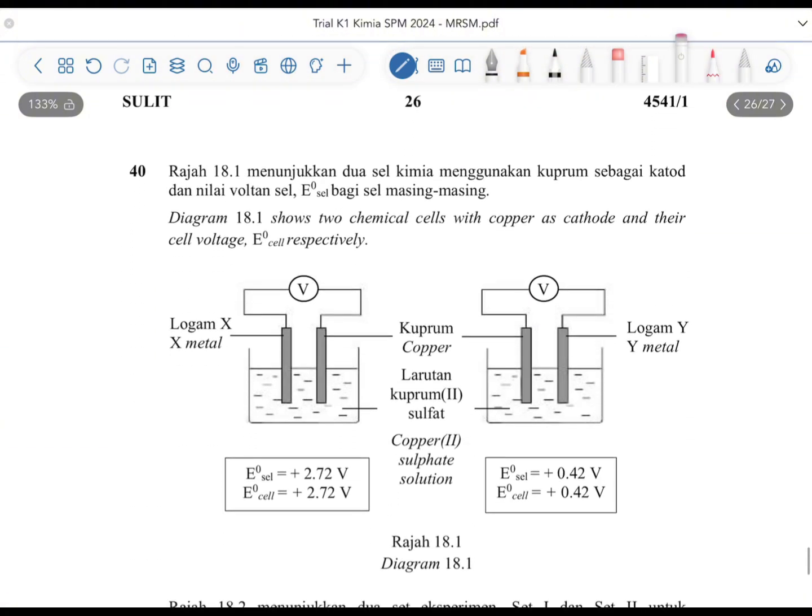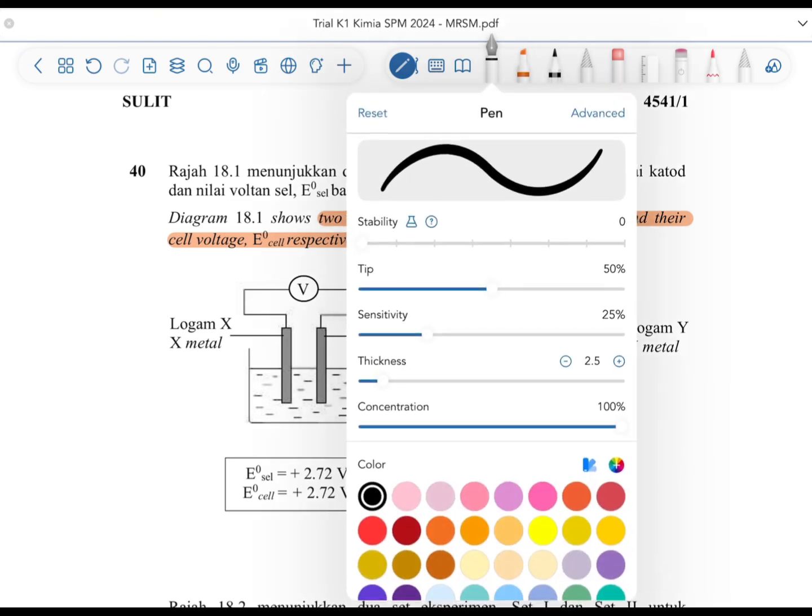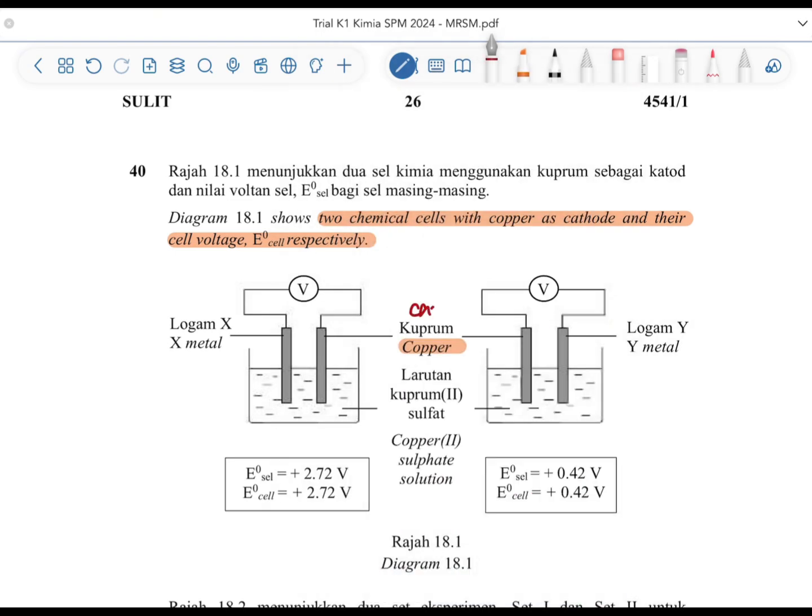Okay, next, the last question. This diagram shows us the two chemical cells with copper as the cathode and their cell voltage, respectively. So okay, we know that our copper is the cathode, right? Then we use the copper 2 sulfate solution as our electrolyte. So our anode will definitely be the X metal and the Y metal.